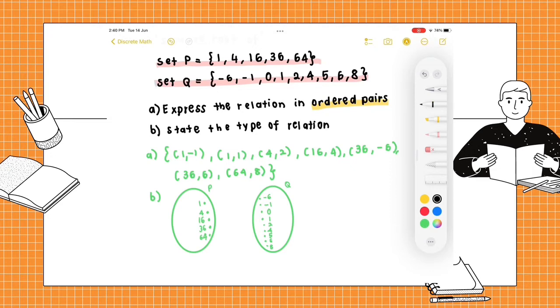When it's done, we just need to pair set P to set Q according to the ordered pairs that we have done before. Draw the arrows: 16 to 4, and then 36 to -6, and then 36 to 6, and lastly 64 to 8. Now we can know the type of the relation. The type of the relation is one-to-many, as one object goes to many images.